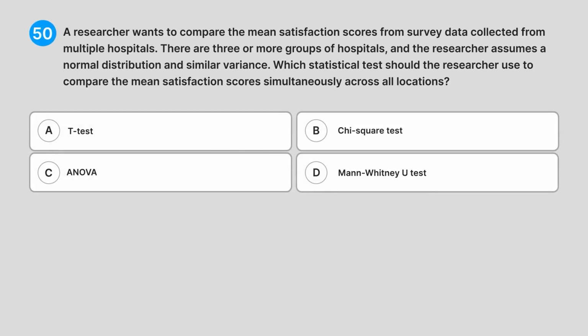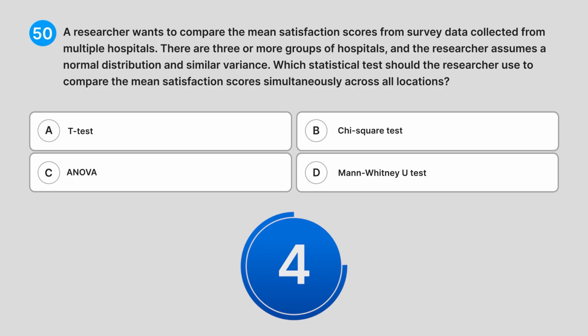50. A researcher wants to compare the mean satisfaction scores from survey data collected from multiple hospitals. There are 3 or more groups of hospitals, and the researcher assumes a normal distribution and similar variance. Which statistical test should the researcher use to compare the mean satisfaction scores simultaneously across all locations? A. T-test, B. Chi-square test, C. ANOVA, D. Mann-Whitney U-test. Do you know the answer?